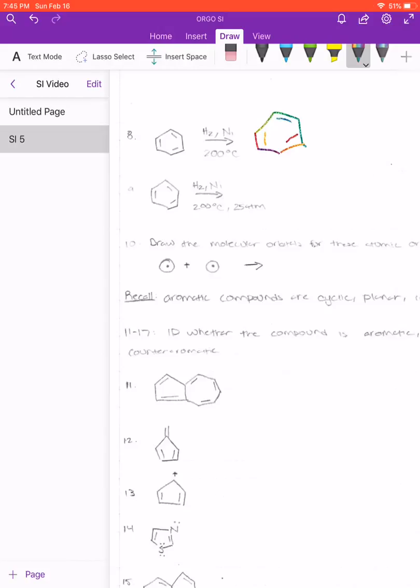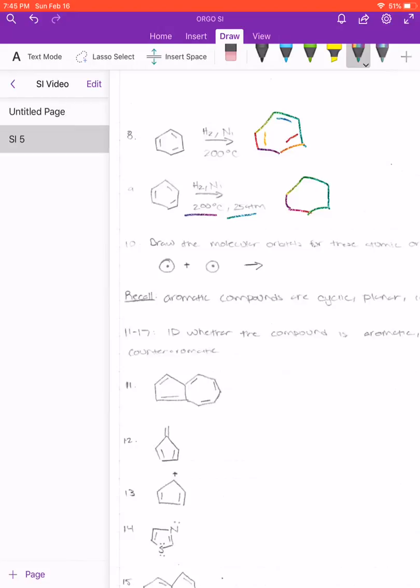right? Nothing happens. But for number 9, since you have high pressure, 25 atm, and high temperature, then you're going to get this reduction in double bonds, right? So it goes from a benzene ring to a hexane, okay?